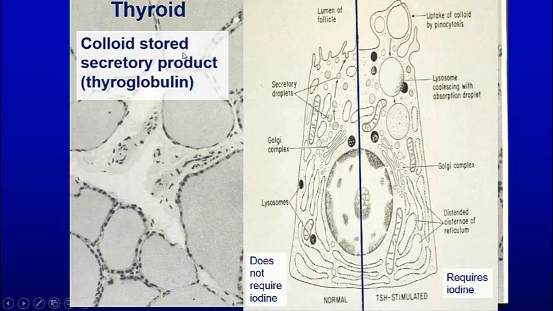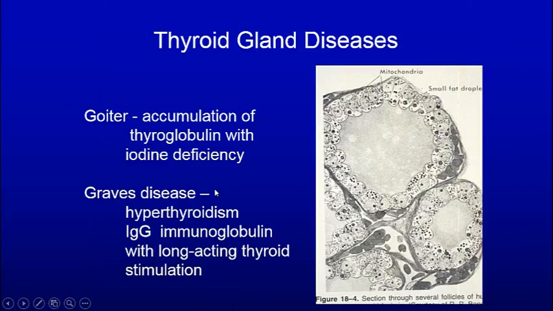The production of thyroglobulin does not require iodine, but to break it down does require iodine. So if you've got an iodine deficiency, you'll produce more colloid as a consequence of that, and you don't break it down, such that you have a goiter. So goiter is accumulation of thyroglobulin, and iodine deficiency is what causes it.